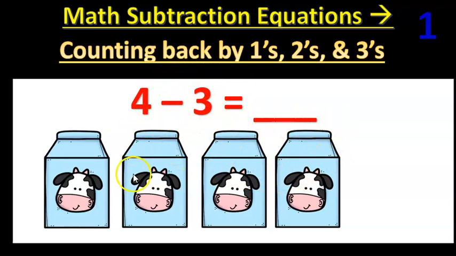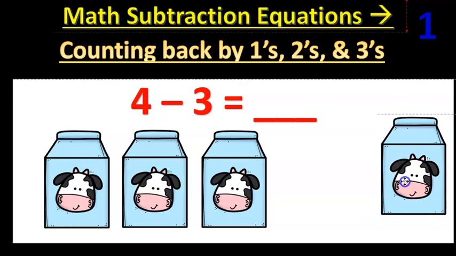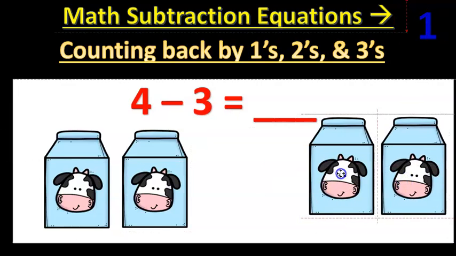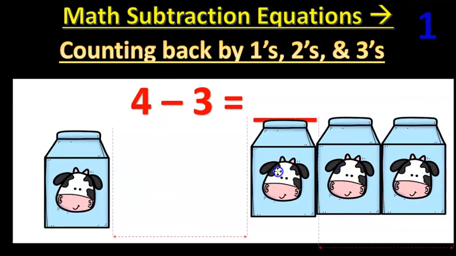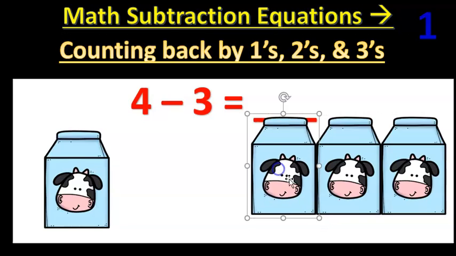So we're going to look here at minus 3, okay? So we got to take out 3 cow bottles from here. So let's do that. Let's just put them here. 1, 2, and 3, okay? 3 got taken out of there because it says minus 3. Now, boys and girls, here is our answer.